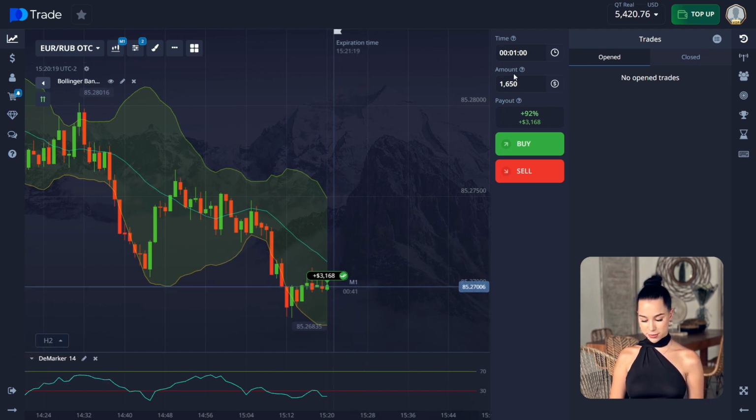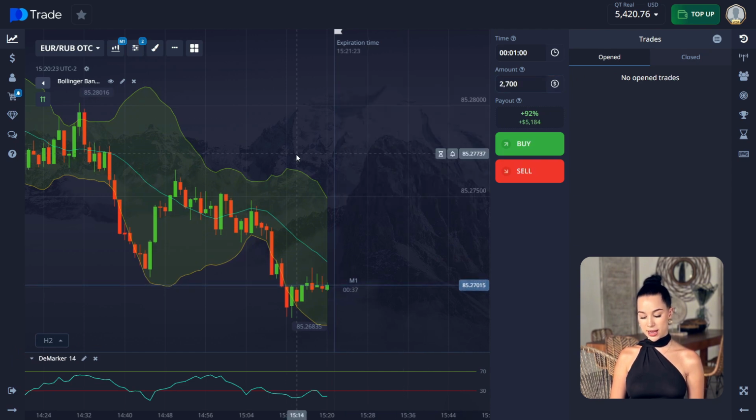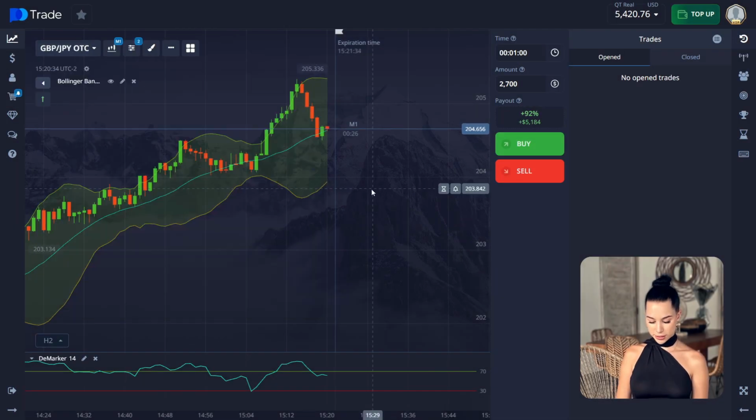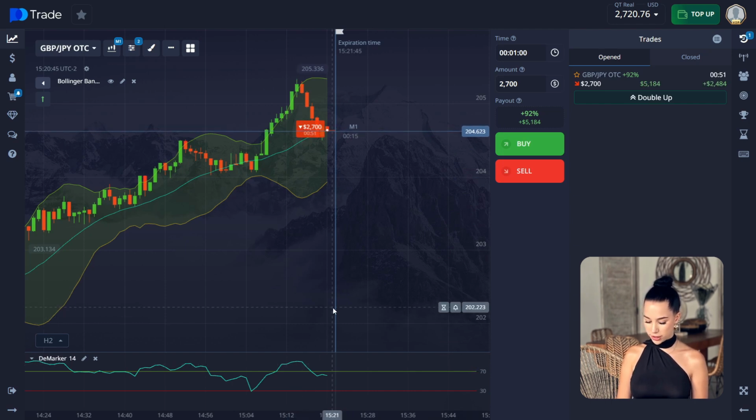Okay, guys, perfect. Let's change our amount of money per trade to $2,700, also the half of our amount. Okay, guys, so now let's look for another asset to open a trade. Okay, we open here sell trades for 1 minute. Actually, it's a pretty good one. It's a pretty good situation, really clean chart.